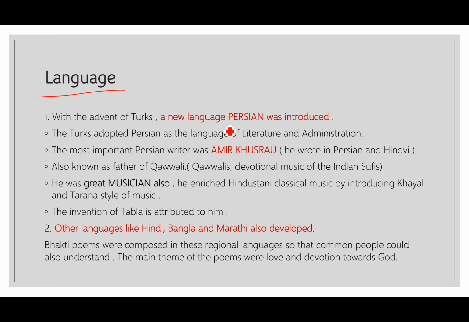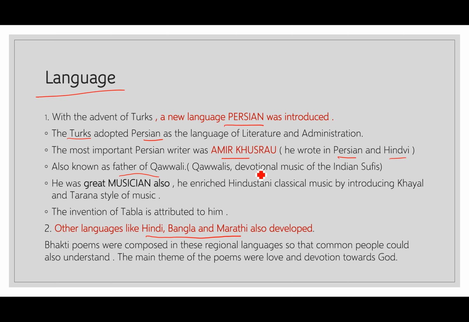Then comes your new languages. Now we'll be talking about two kinds of languages, that is Persian, and languages like Hindi, Bangla, Marathi, that is the local languages. So first is the Persian. Now Turks adopted Persian as the language of literature and administration. Most important Persian writer was Amir Khusro. He wrote in Persian, most of it, but he also used the Hindi language. Now Amir Khusro is also known as the father of Qawwali.